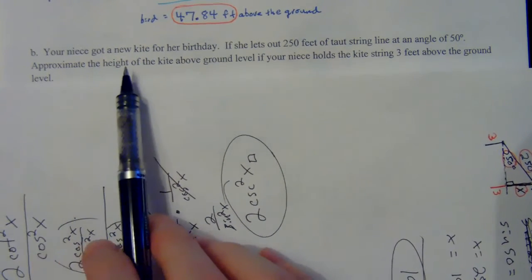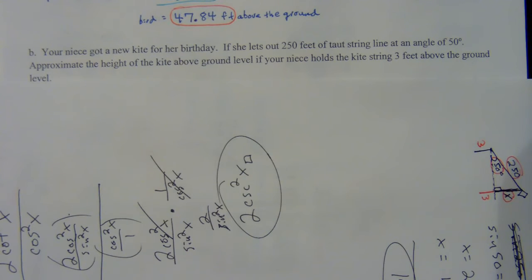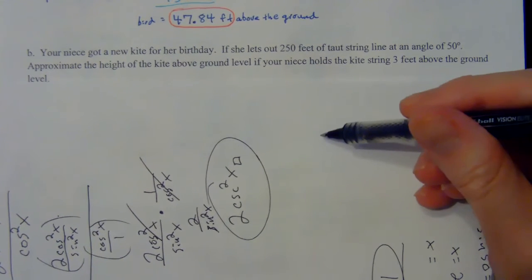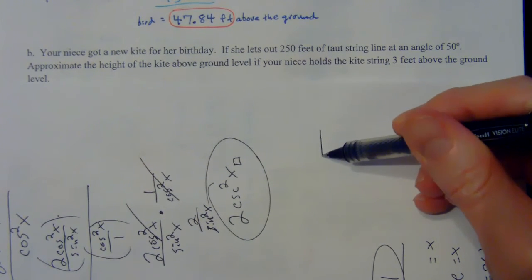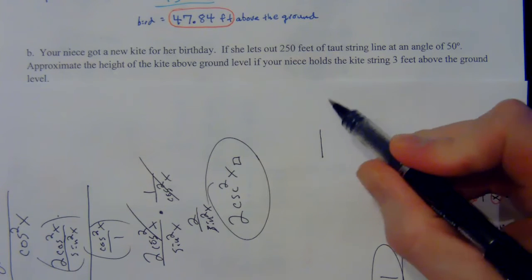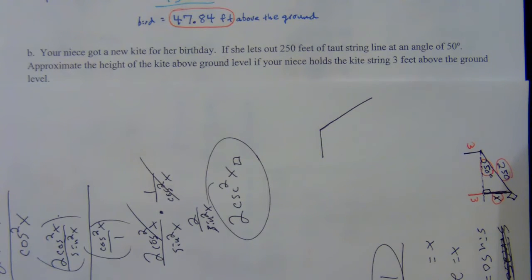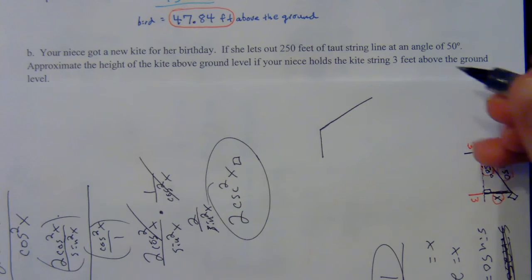But anyways, she got a new kite for her birthday, and she lets out this kite, and we're just going to work through this. All right, so your niece is small. She's only 3 feet tall. That's her. And what she's doing, she's holding this kite, and it says she lets out 250 feet of taut string line, okay?